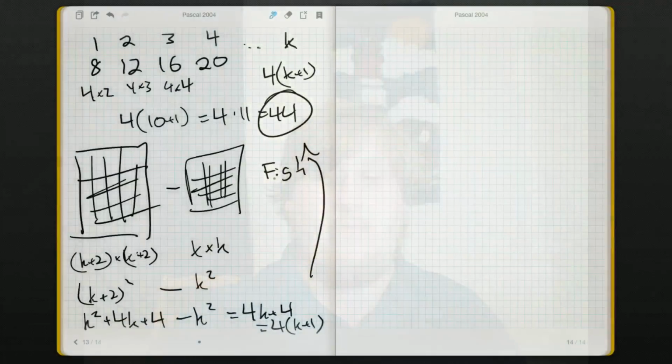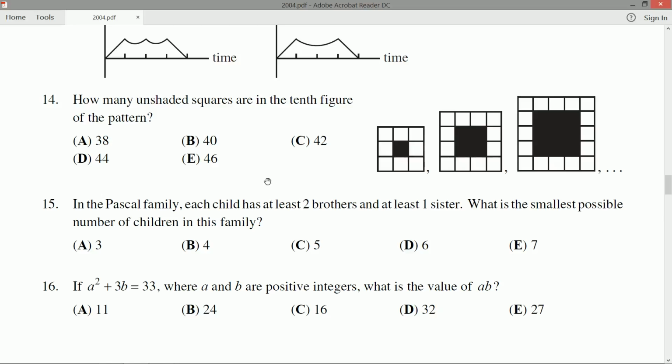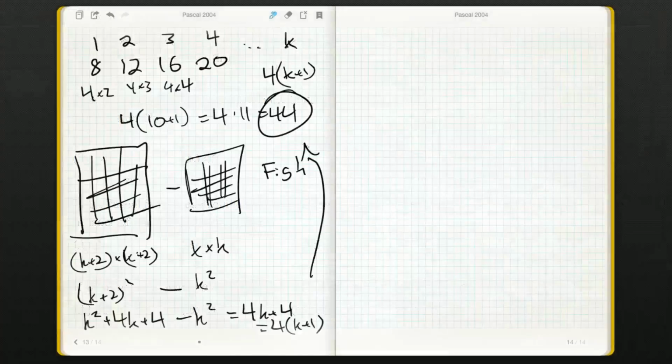But enough jibber jabber. Let's go and take a look. It is D, 44. D. And that was question 14, right?